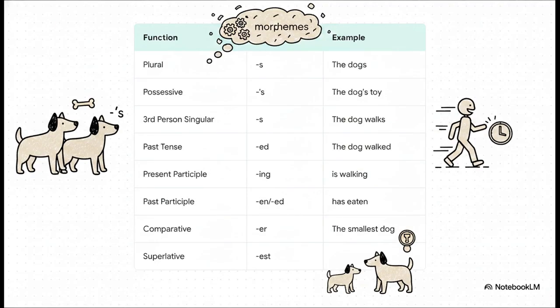It's honestly amazing when you see it laid out like this. Just these 8 little attachments handle almost all of our core grammatical heavy lifting. Plurals, possessives, verb tenses, participles, comparisons. Everything from dogs to walked to smallest is handled by one of these 8. It's an unbelievably efficient system.